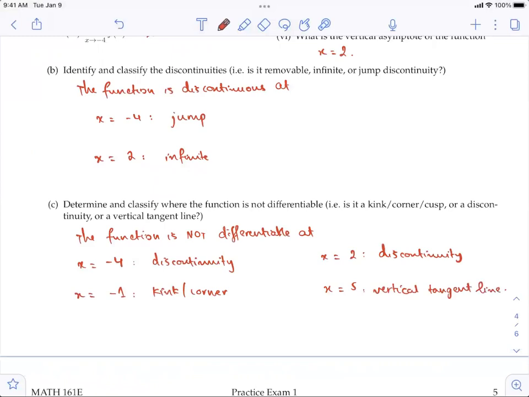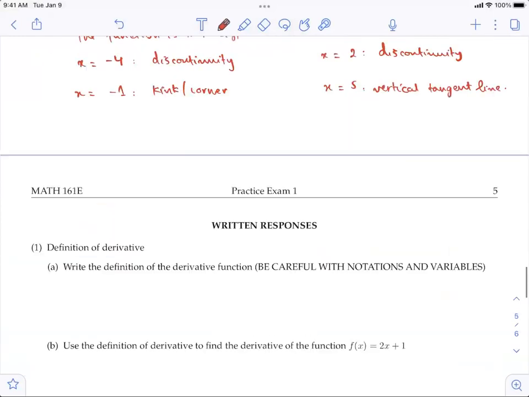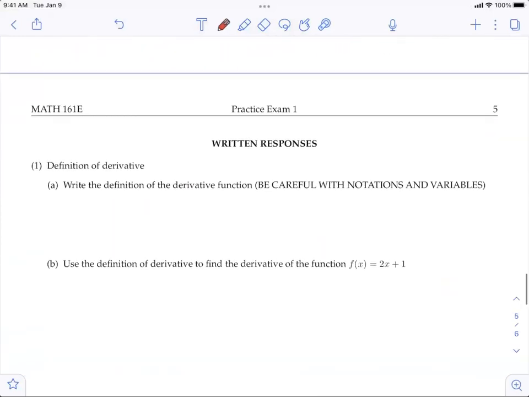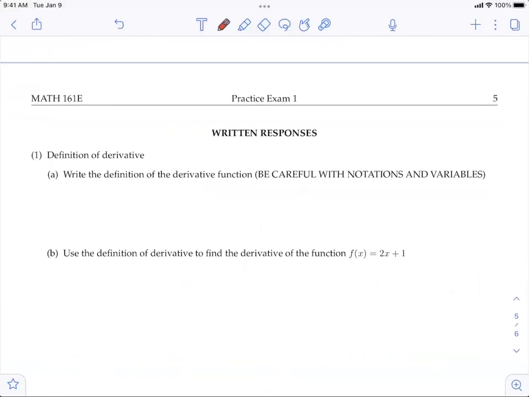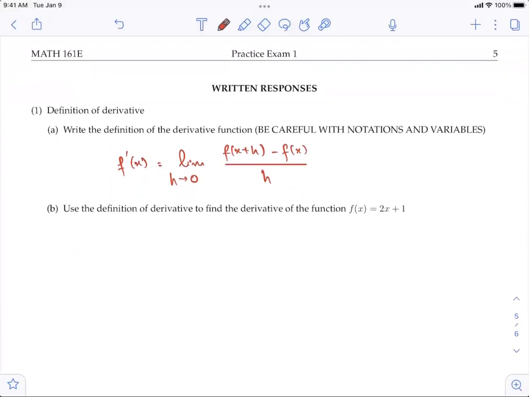So that's it for the short answer. Now moving on to the written response questions. The first problem is to find the derivative of a function using the limit definition of the derivative. The formula we're going to use is f prime of x equal to the limit of f of x plus h minus f of x over h as h approaches 0. We'll use it to find the derivative of the function f of x equal to 2x plus 1.